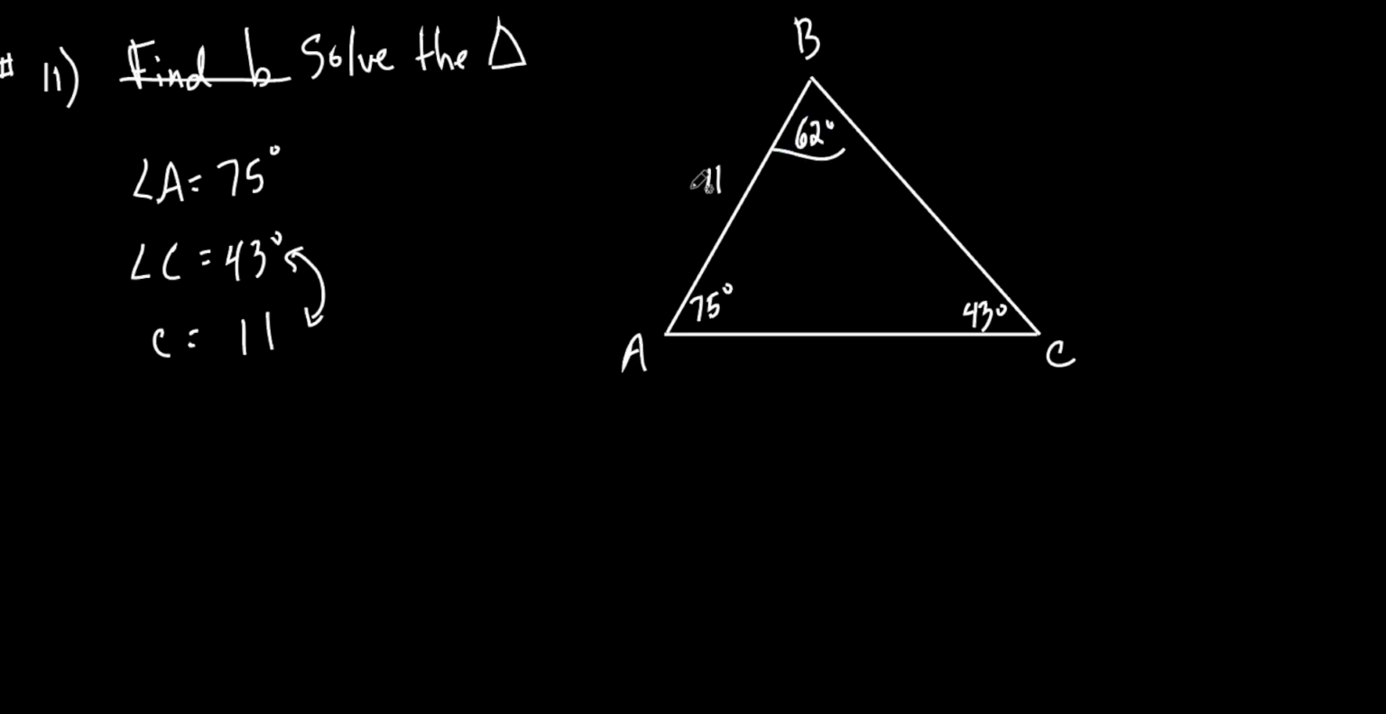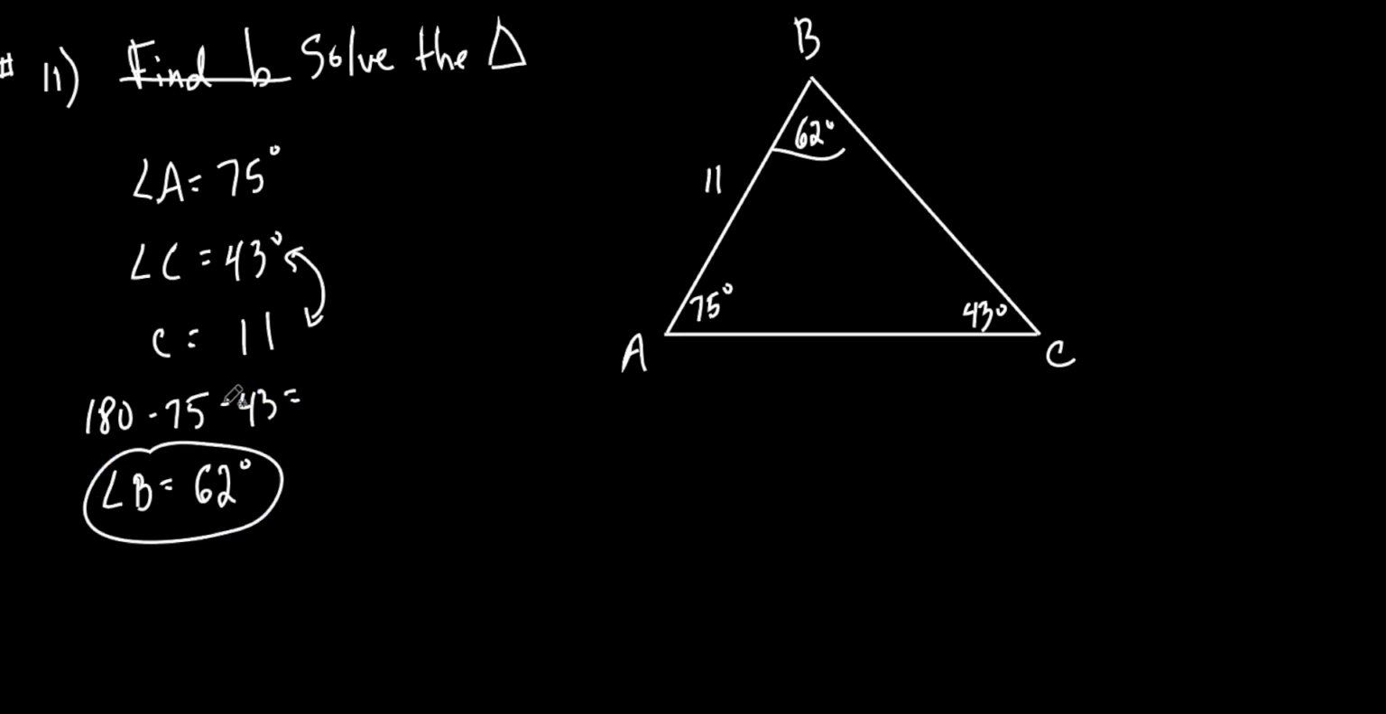So that was easy. So that's one of our answers. Angle B is 62 degrees. And again, how do we find it? We went 180 minus 75, minus 43. Now it equals 62. All right, that was super easy. Now we've got to solve for the other two.